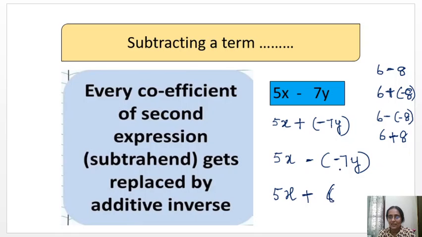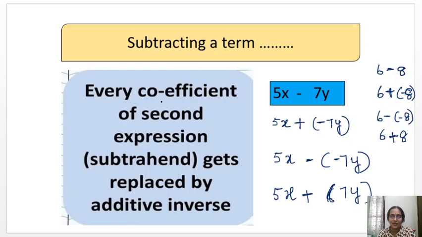One more way of explaining: change the sign of the subtrahend. Here the subtrahend is minus 7y. Change the sign of the subtrahend, minus 7y to plus 7y, or the additive inverse of minus 7y is 7y. These two are different questions. 5x minus 7y is entirely different from 5x minus minus 7y. Please note the difference and get the clarity.